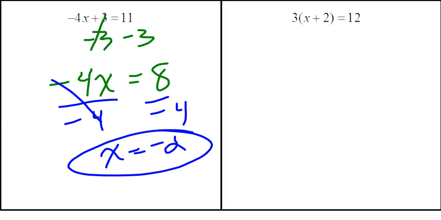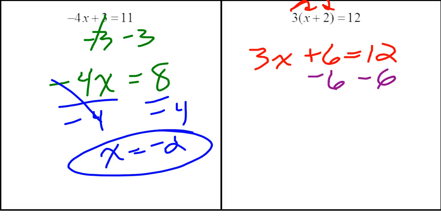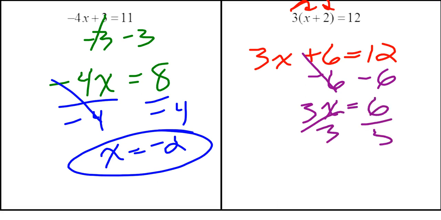On the right-hand side, we're going to distribute first. We can divide first, but let's look at it if we distribute first. Plus 12, subtract 6 on both sides to end up with 3x is equal to 6, and divide by 3 to get x is equal to 2.